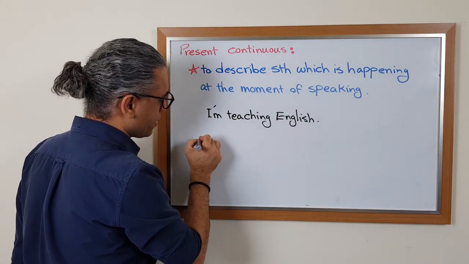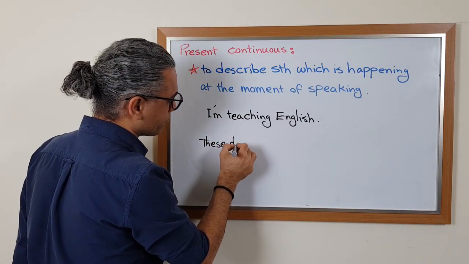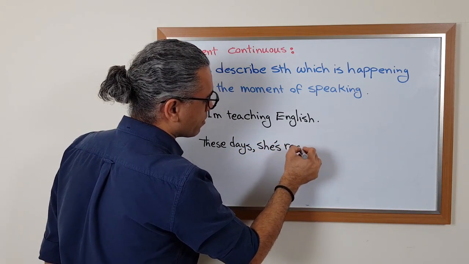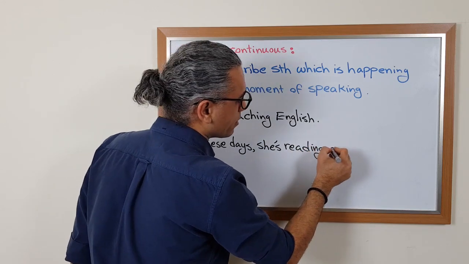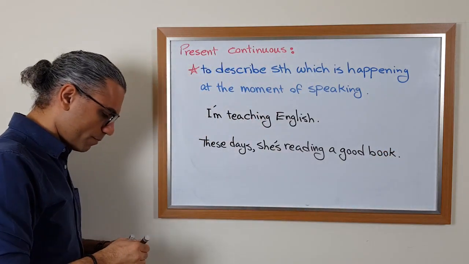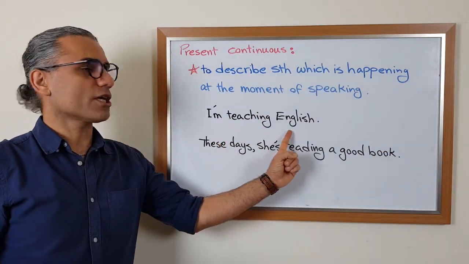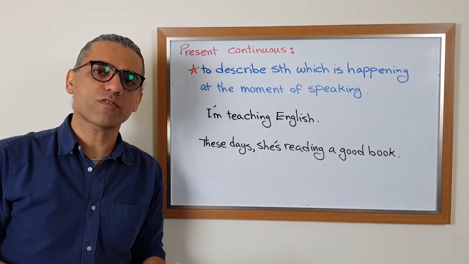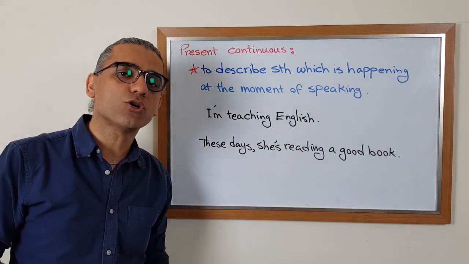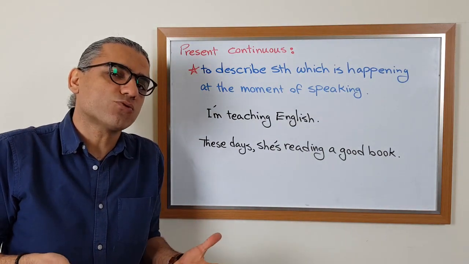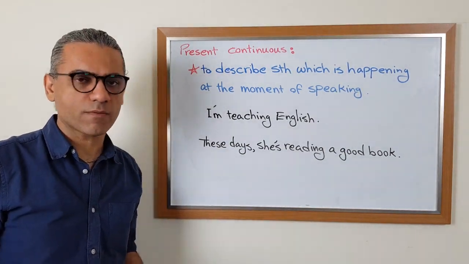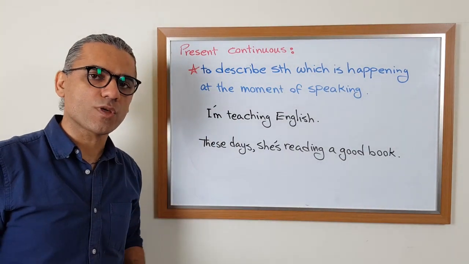Or these days she's reading a good book. As you can see in here, I'm teaching English. This is happening at the moment of speaking. It means right now. But look here. It says these days she's reading a good book. It means maybe she is not reading that book right now, but it is an action which is going on these days. For both these sentences, we can use present continuous.